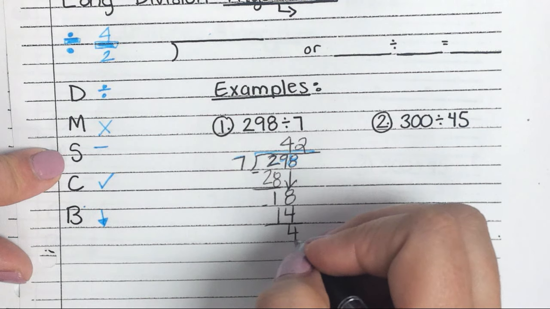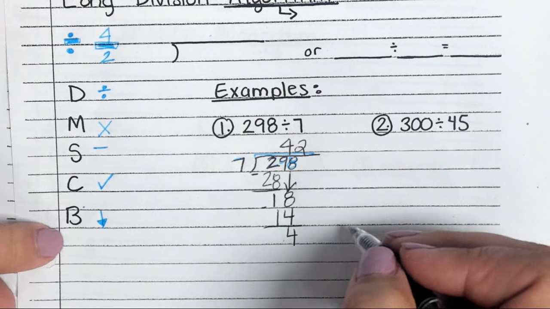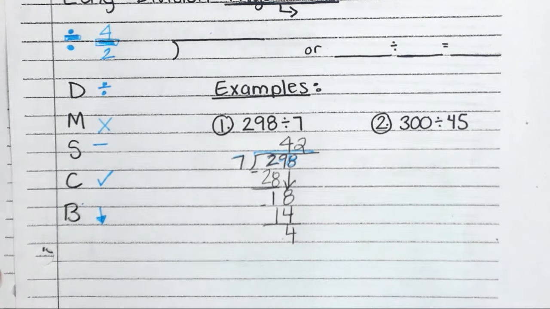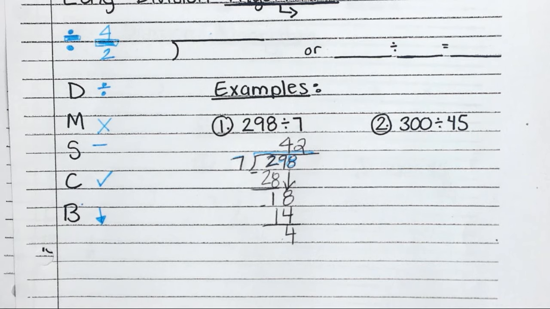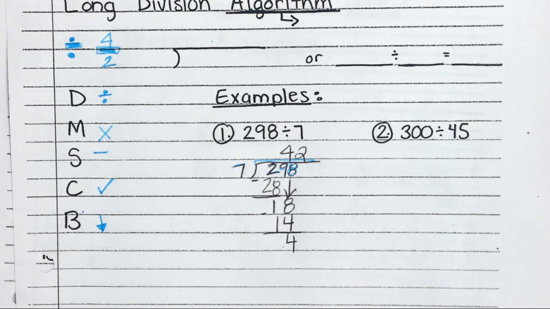Alright. Now I'm checking. Is 4 less than 7? Absolutely. Do I have anything else to bring down? No. Now, in a couple of weeks, when we get to decimals, we will turn our remainders into decimals. But I need you to be able to recognize fractions being the same as decimals. So right now, we are writing remainders as fractions.